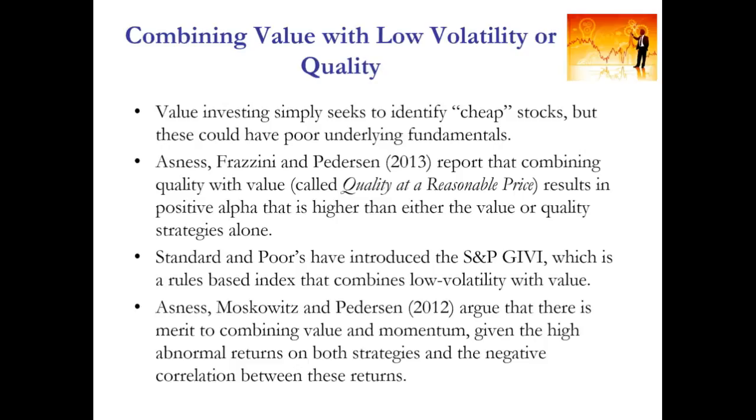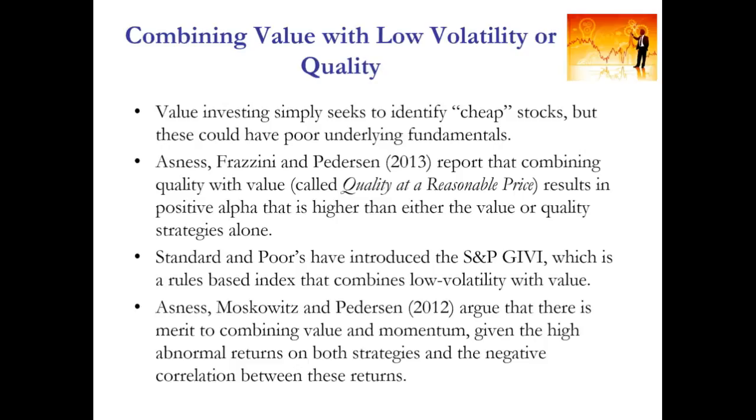Just to sum up in terms of low volatility or quality, we've seen before that value investing simply seeks to identify cheap stocks. It comes up with some measure of the fundamental value of the firm and compares that to the market price. However, studies have argued that just identifying cheap stocks is not enough. You might want to combine value with other factors, such as low volatility or quality. In fact, Asness, Frazzini and Pedersen report that combining quality and value together, which they call quality at a reasonable price, results in positive alpha that's higher than either the value or quality investment strategies alone.